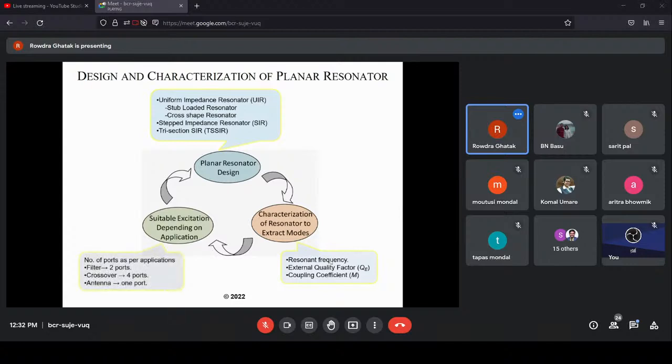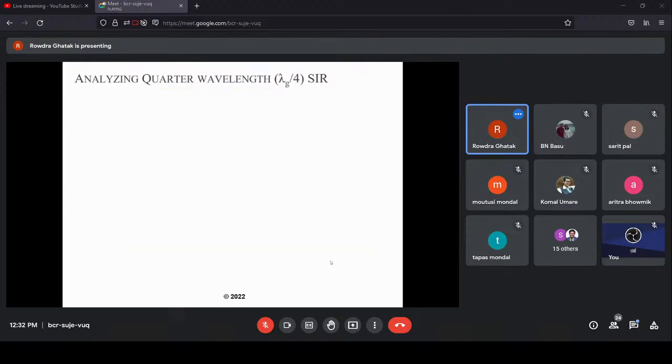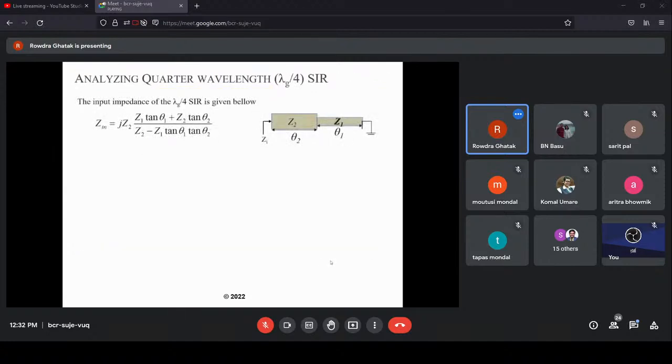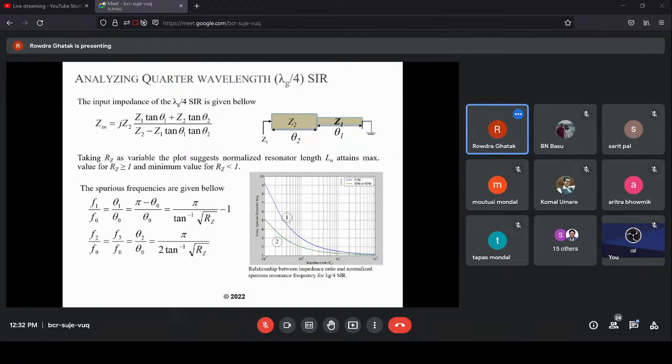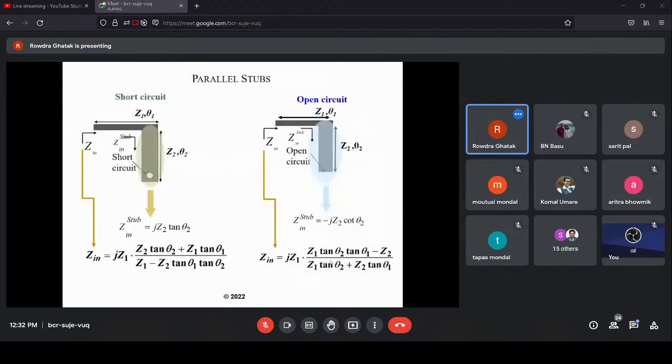And then implement that resonator to behave as a filter, a crossover, or if you start widening its width, it becomes a microstrip patch with the appropriate feed. Now, to analyze that, you can see a typical example where, to obtain the resonant frequencies, we can calculate the input impedance analytically. For less complex segments it is fine. We can approach this and find the resonance frequencies.